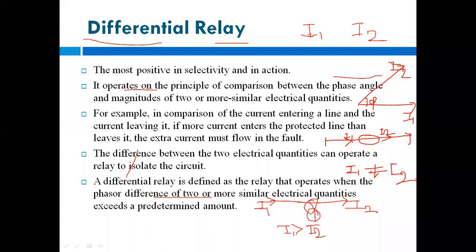Okay, so a differential relay is defined as the relay that operates when the phasor difference of two or more similar electrical quantities exceeds the predetermined amount. That means if there is some phase difference. If we are connecting one equipment, it will take some current, but that difference will be very small. That is called the predetermined value.